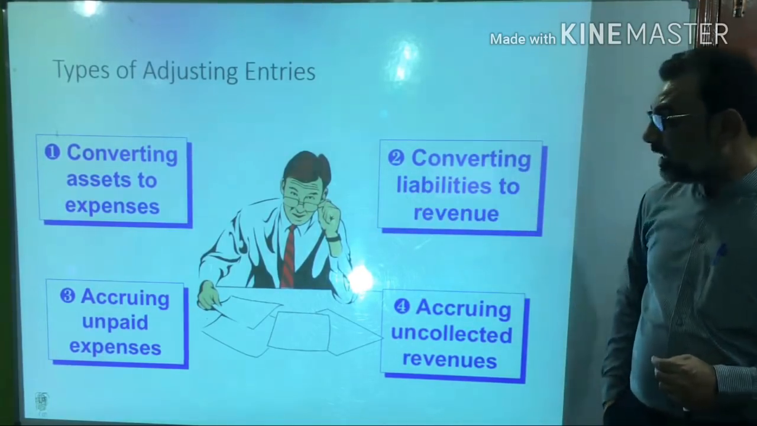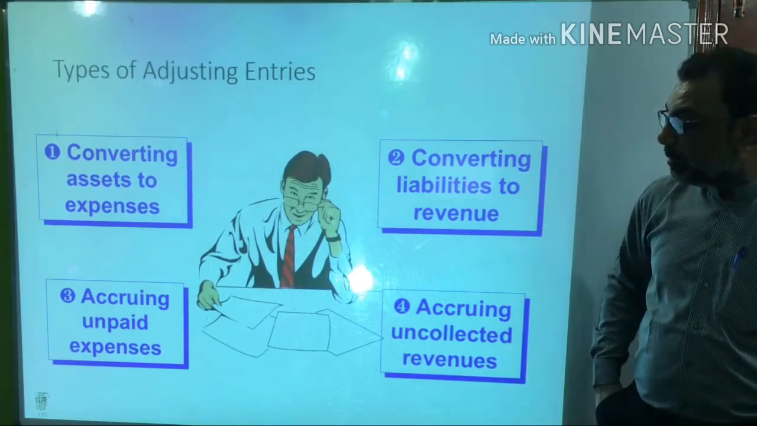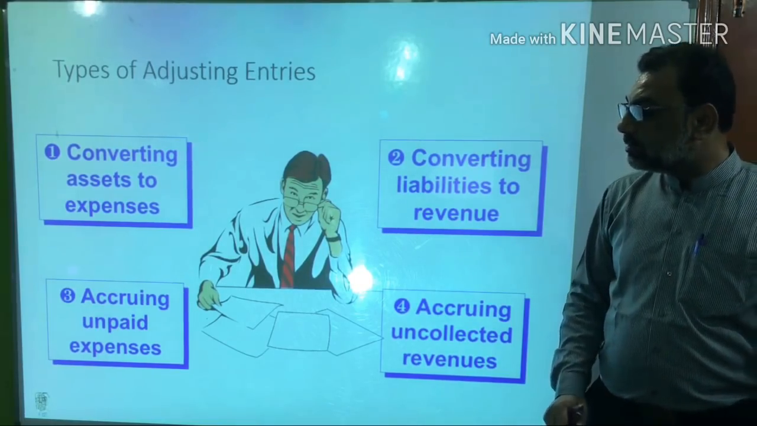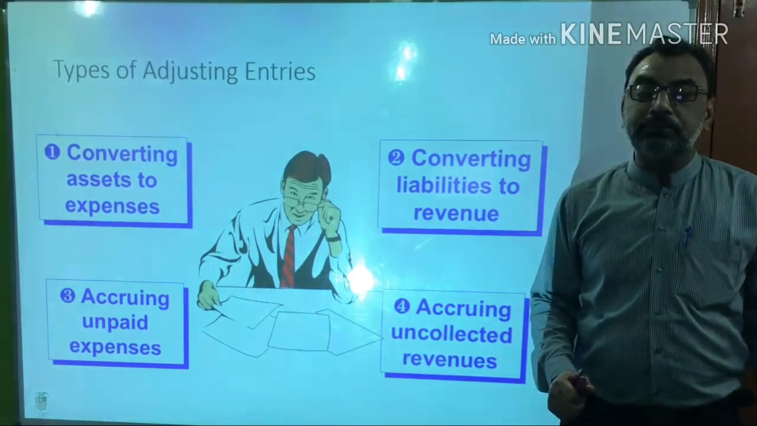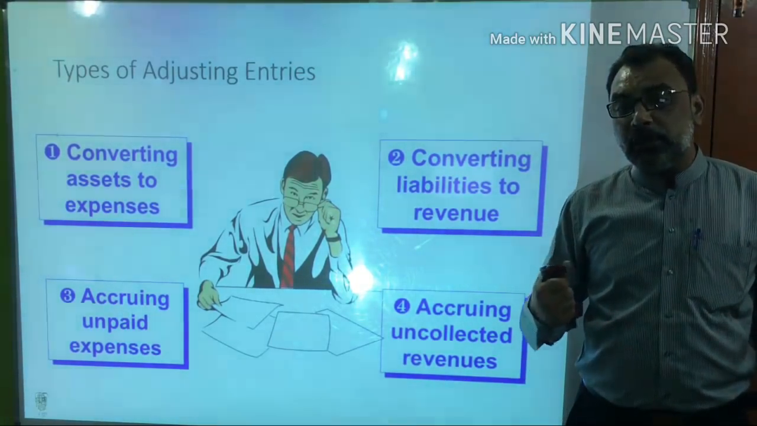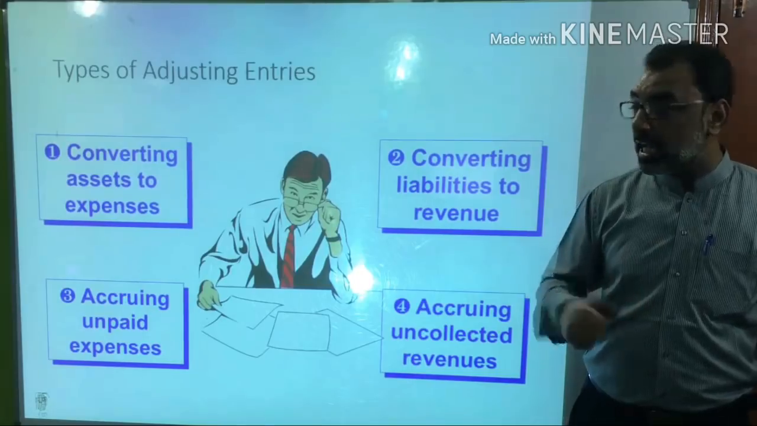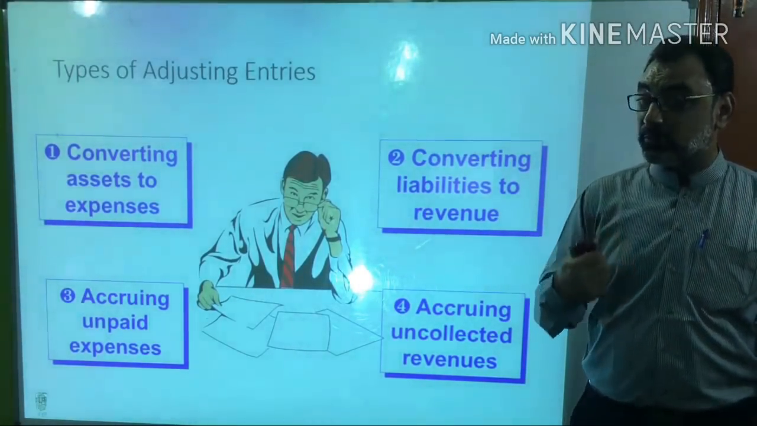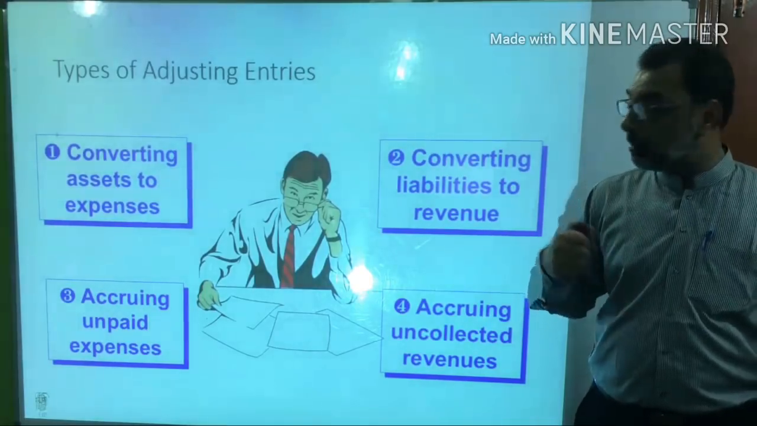The third entry and the fourth entry are accruing unpaid expenses. In accruing unpaid expenses, you could say that the transaction will be passed after the adjusting entry. That means, for example, at the end of the period you realize that the expense is incurred but the amount has not been paid.